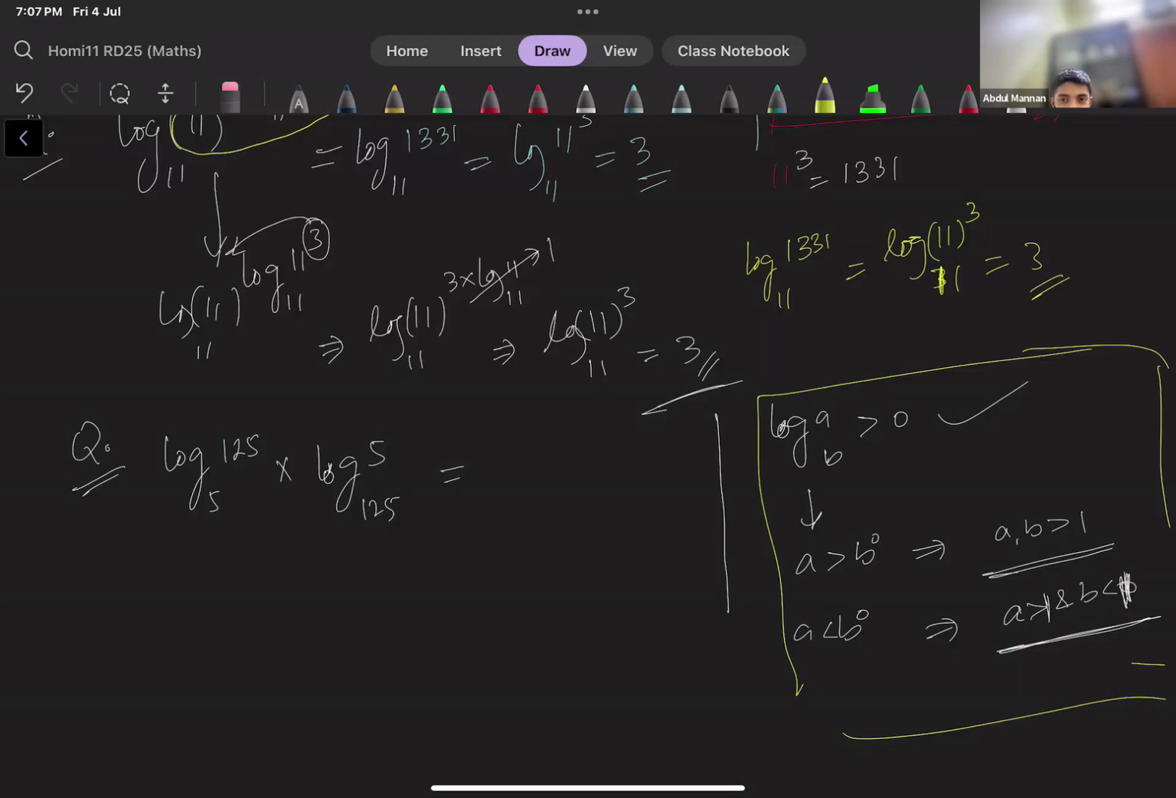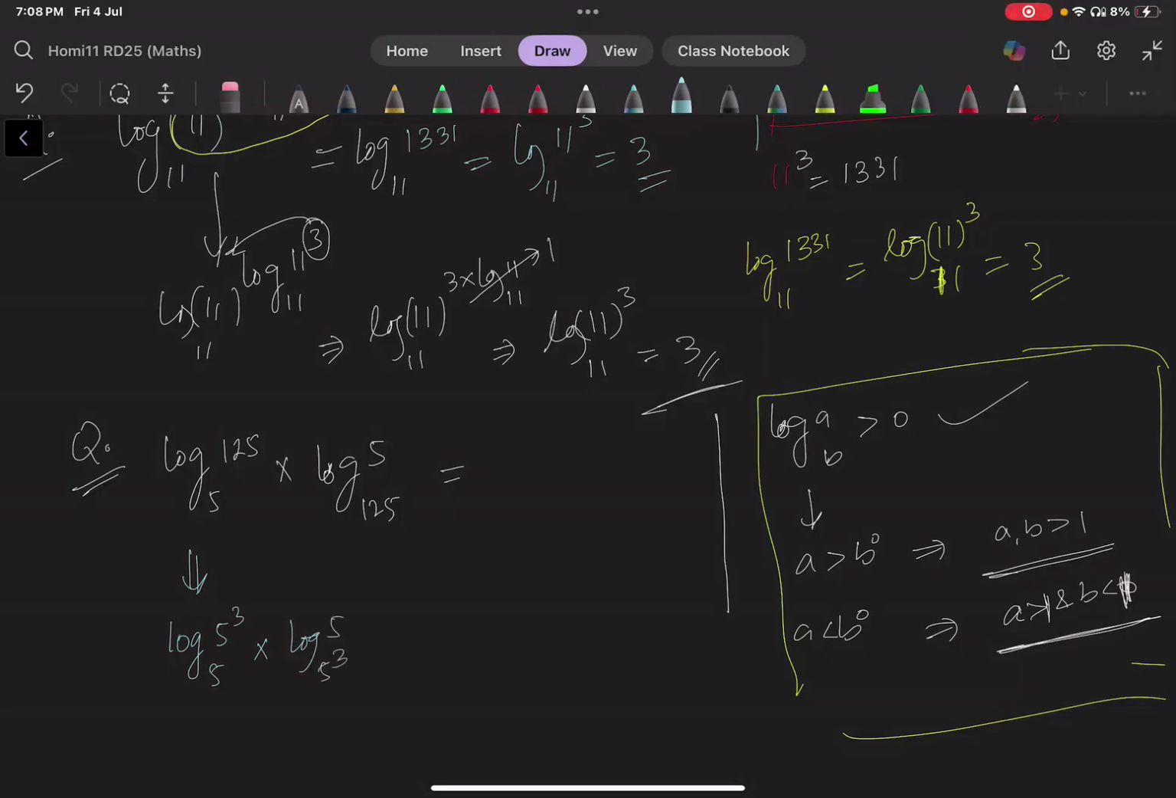Sir, answer is 1. Correct. So how did you solve it? Sir, what's the approach, guys? 125 we have to take as 5 cube, right? So a lot of methods are there to solve it. 5 cube, then in base 5, log 5 to the base 5 cube.